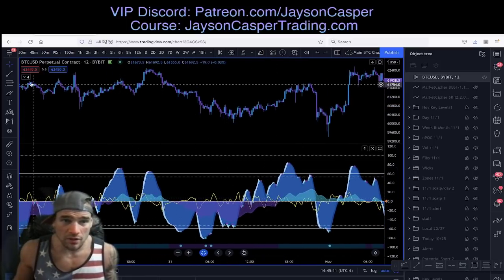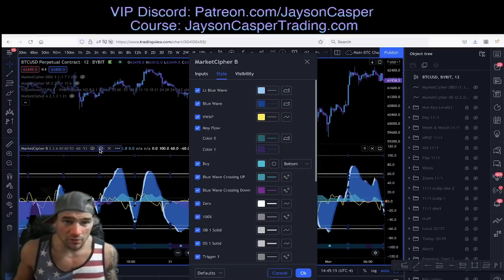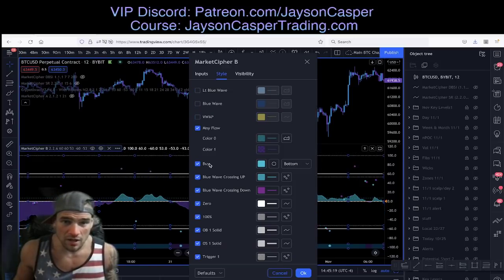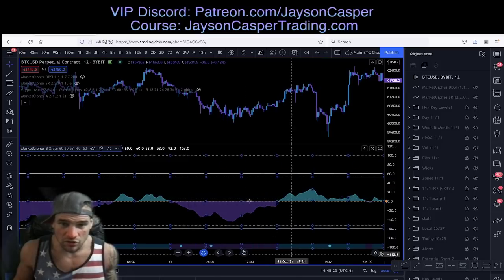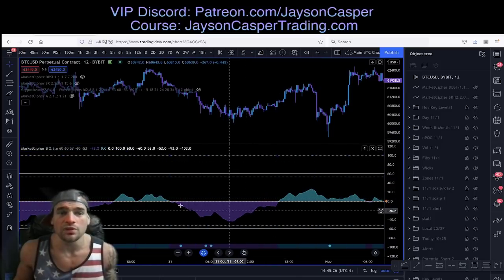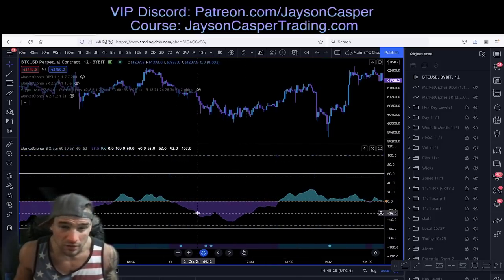Now, what is the money flow on Market Cipher B? The money flow is this. I'm going to turn off the light blue wave, dark blue wave, and the VWAP. I'm even going to turn off the blue dots and the purple dots, and we are left with just this money flow here. This is beautiful, beautiful purple and blue velvet money flow, guys.